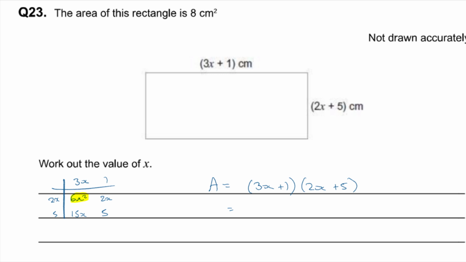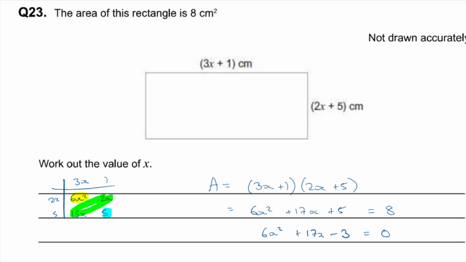So I've got a term in 6x squared. I've got two terms in x, 15x and 2x. That makes 17x. And I've got a 5, so plus 5. And that is equal to 8, I'm told. So just taking 8 off both sides, I'm going to form an equation equal to 0 then, aren't I? So that's going to give me 6x squared plus 17x minus 3 is equal to 0.